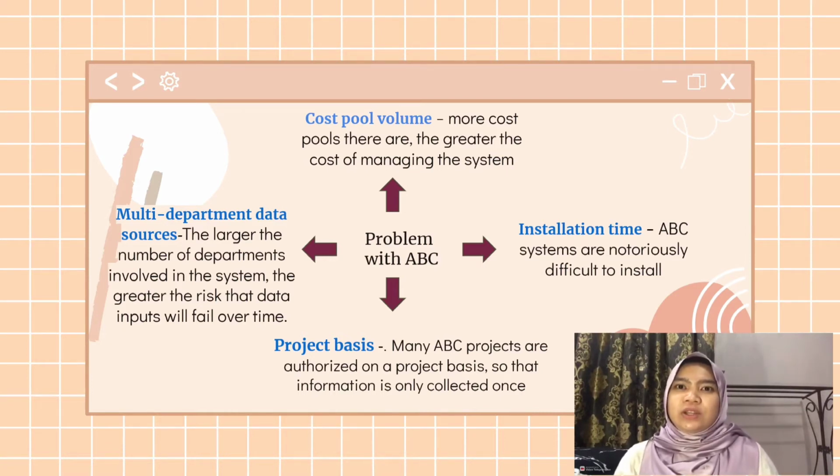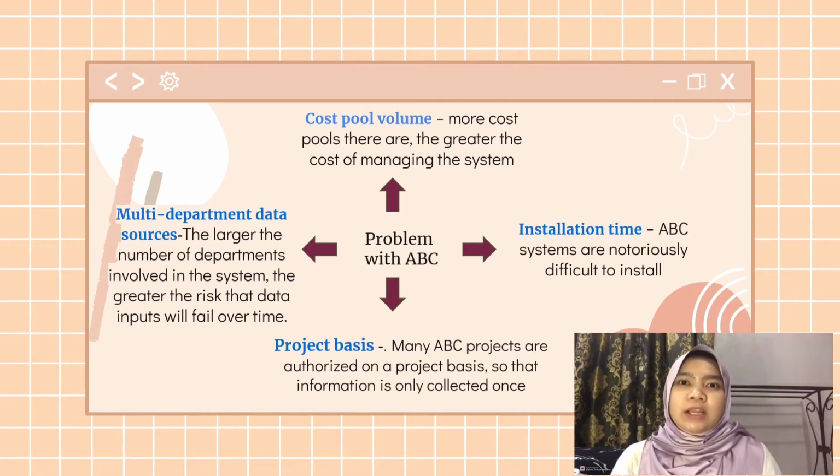Second, installation time. ABC systems are difficult to install. When a company attempts to install for all product lines and facilities, it is difficult to maintain a high level of management and budgetary support as the months roll by without the installation being completed.